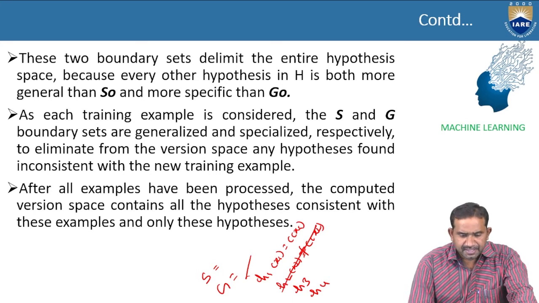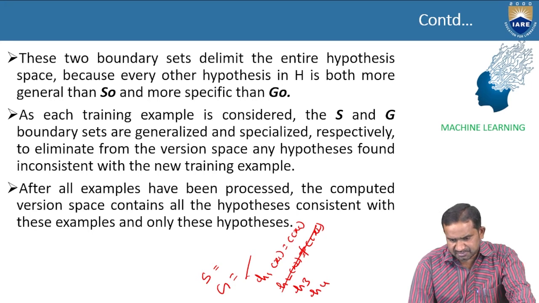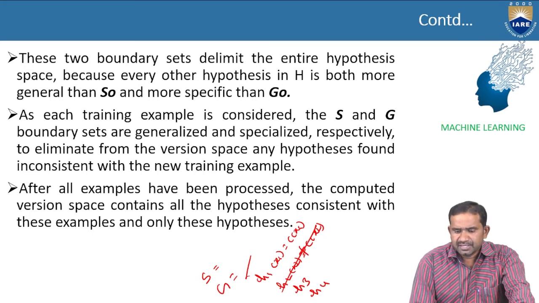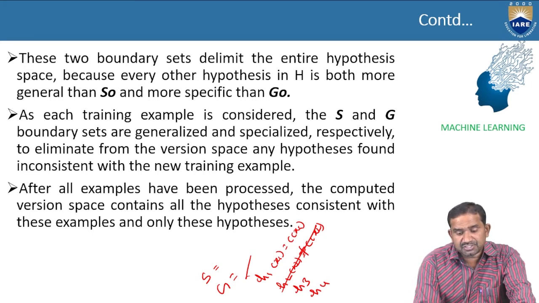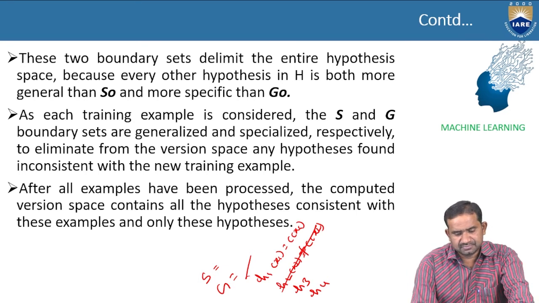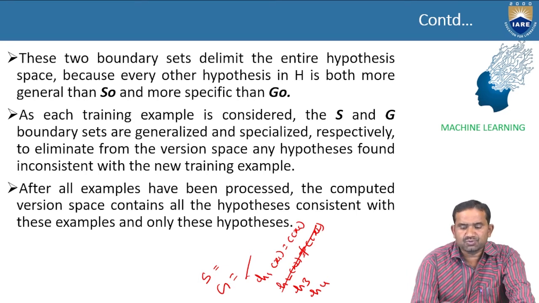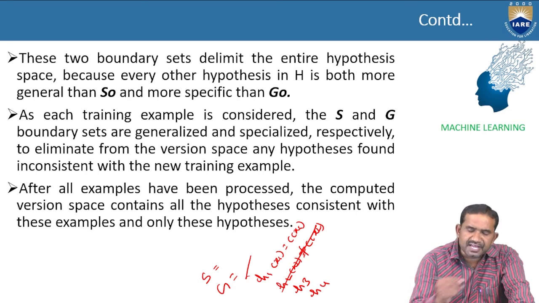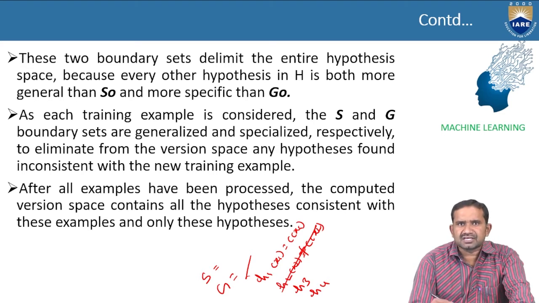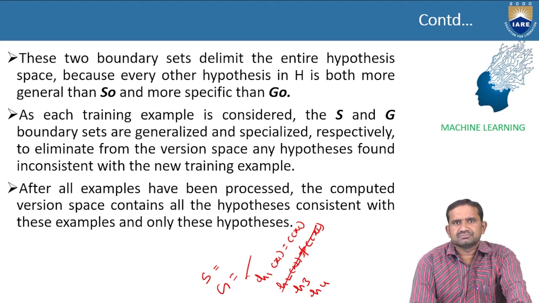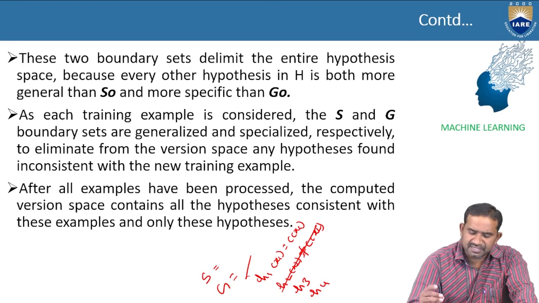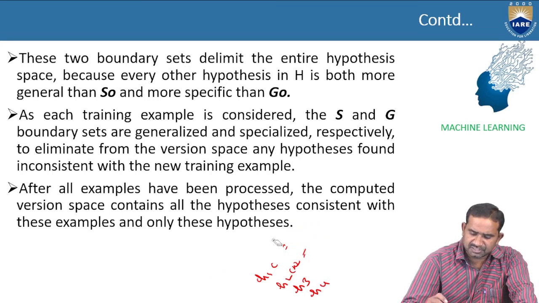That is it. As each training example is considered, the specific and general boundaries are respectively adjusted to eliminate from the version space any hypothesis found inconsistent with the new training example. If any hypothesis is not consistent with the new training examples, we can simply eliminate it. I can give some clarification about this with a little example. You can check it once again.